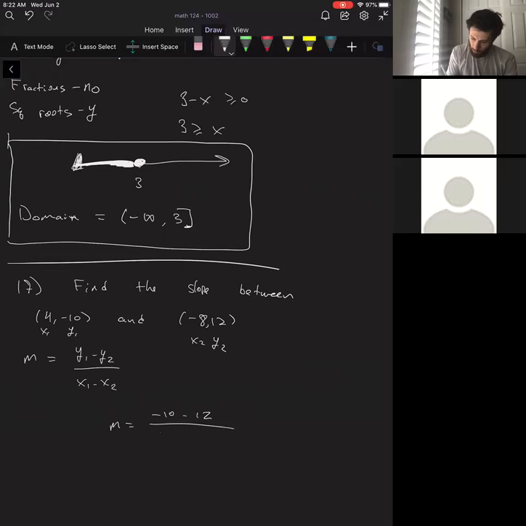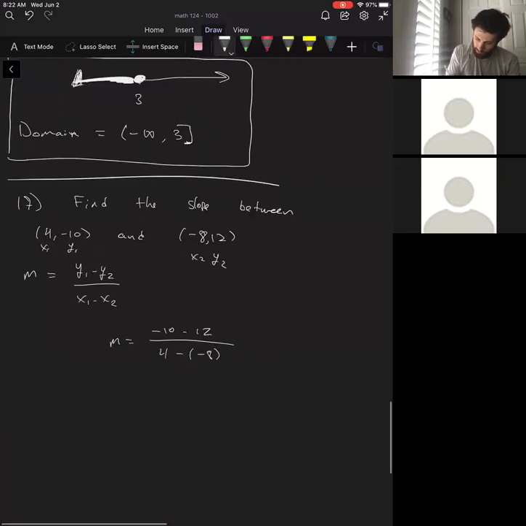Now x1, which is 4, and then minus x2, which is minus 8. So then what we get is, -10 minus 12 is -22, and then 4 minus a -8 is 12. So we can divide the top by 2, we get -11. Divide the bottom by 2, and we get 6. And so this is going to be our slope for this problem.